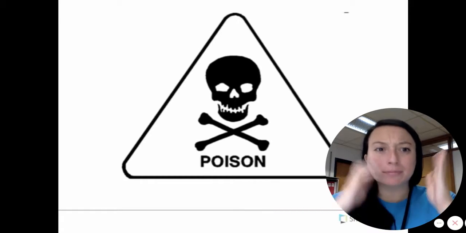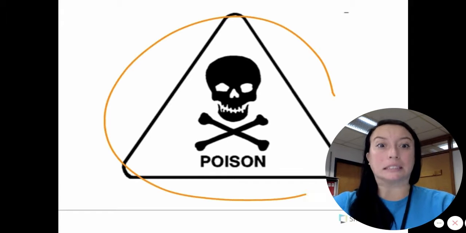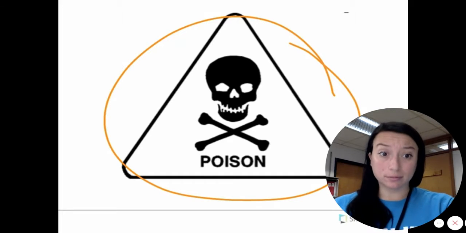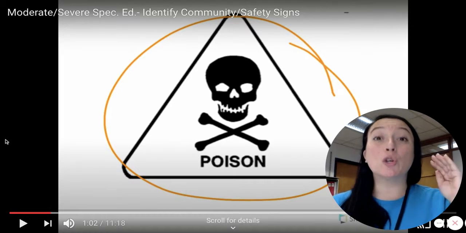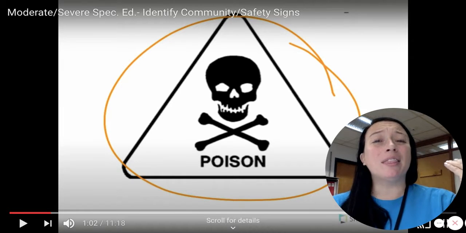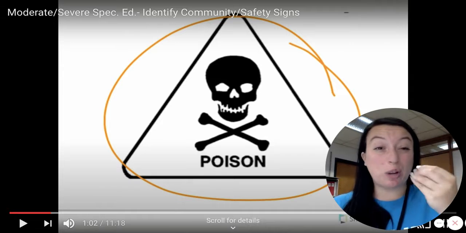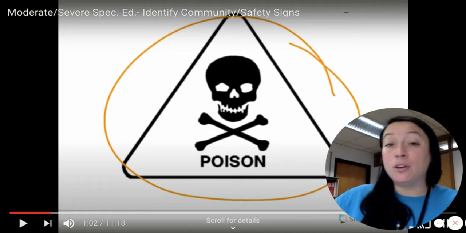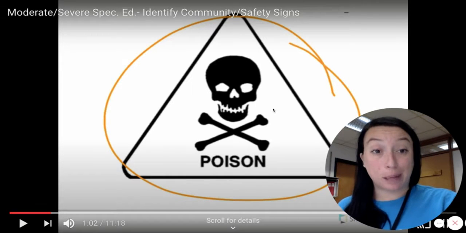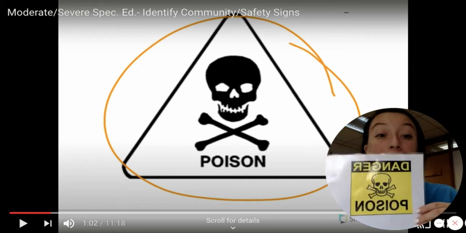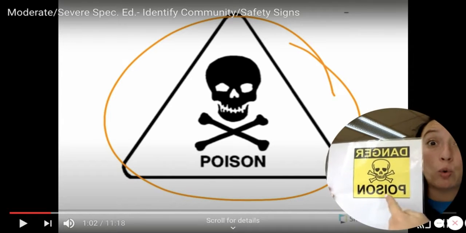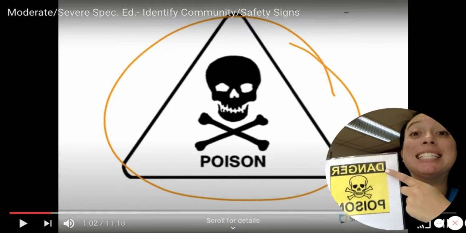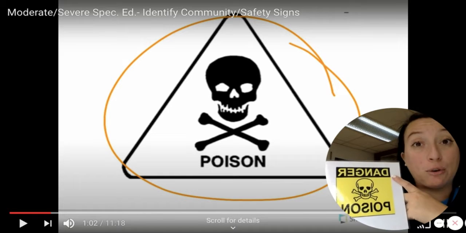Look at the sign. That sign says poison. Poison is something that can make us very, very sick. Things that are poison, we usually do not want to touch them, or especially put them in our mouth. Some poison signs are black and white like this, but some even are yellow and black, so you can see them even more. And this word on top could even say danger, because it's very, very dangerous.